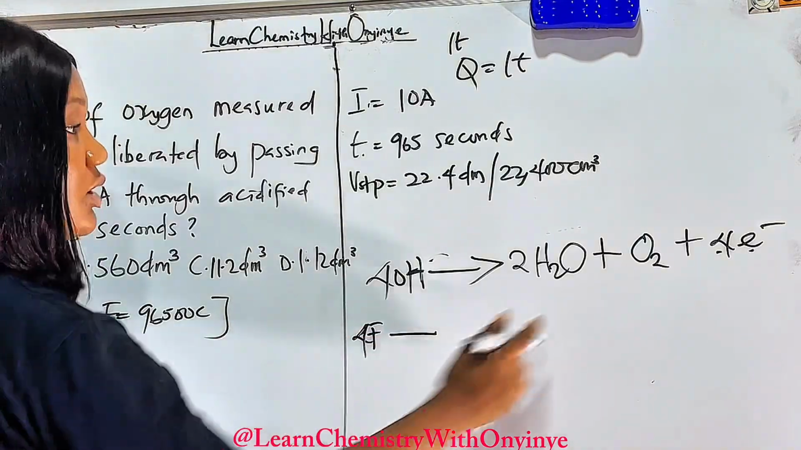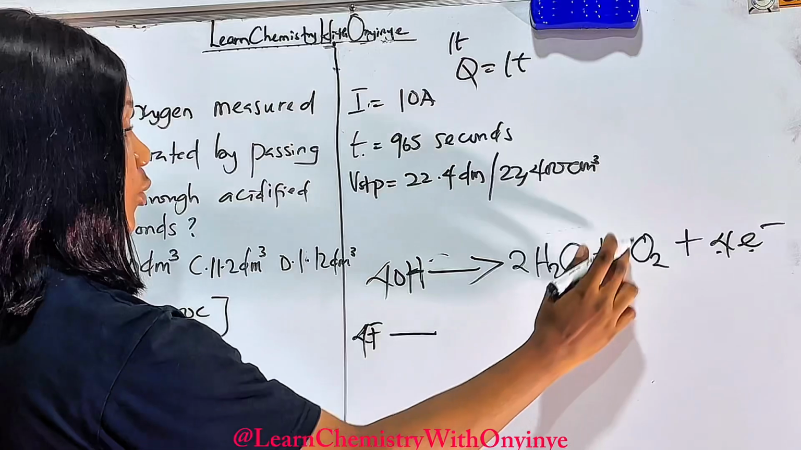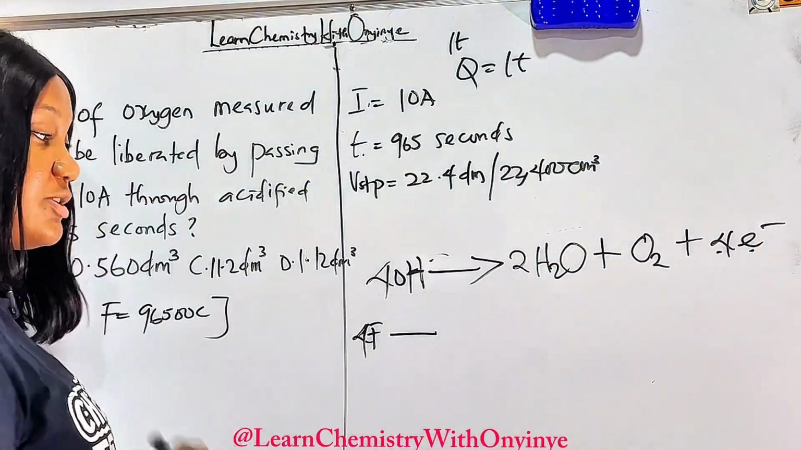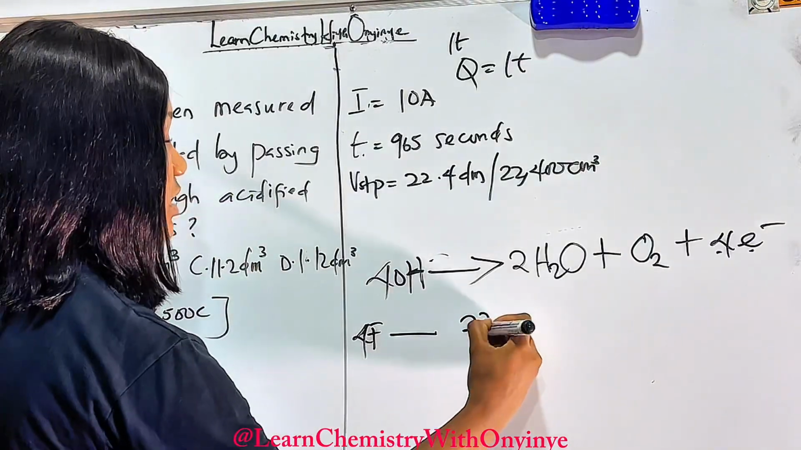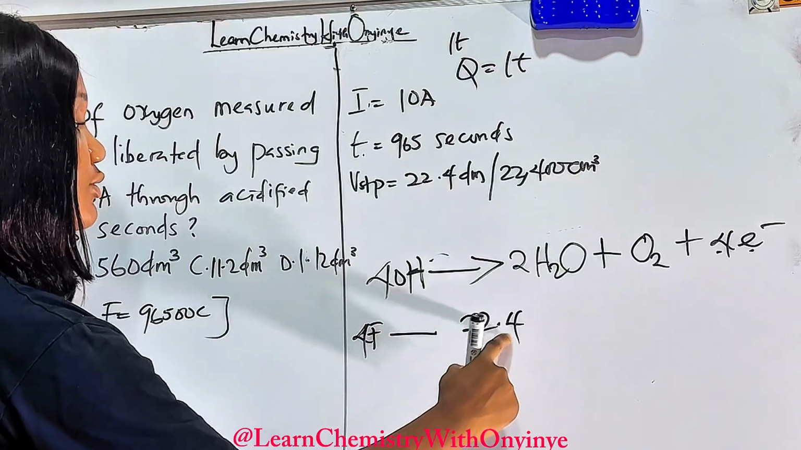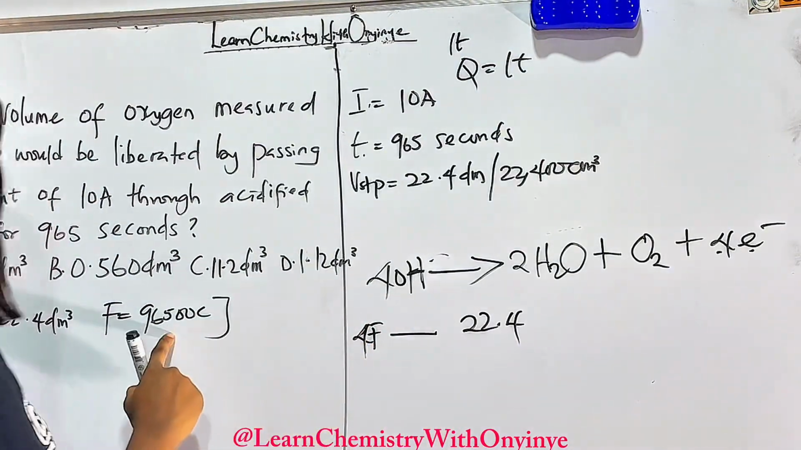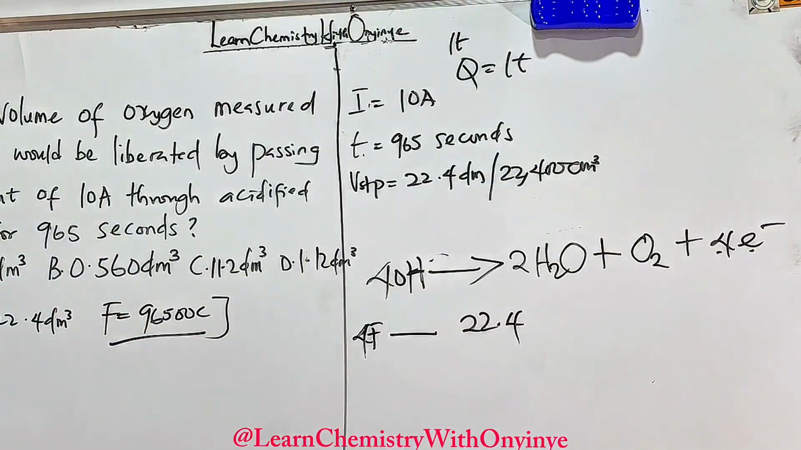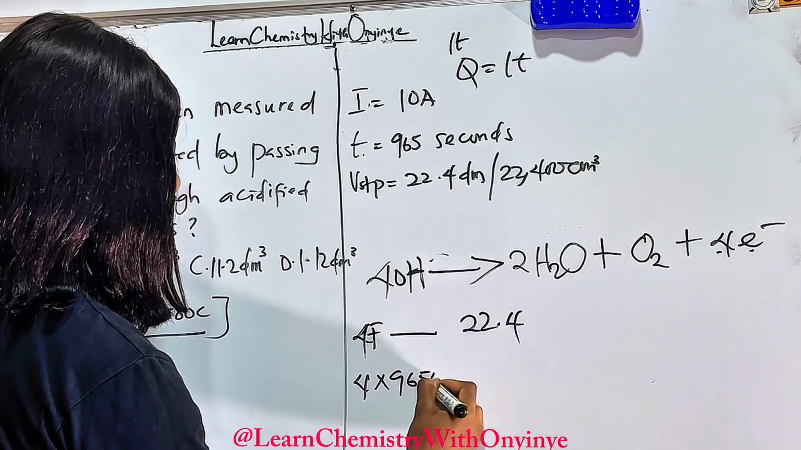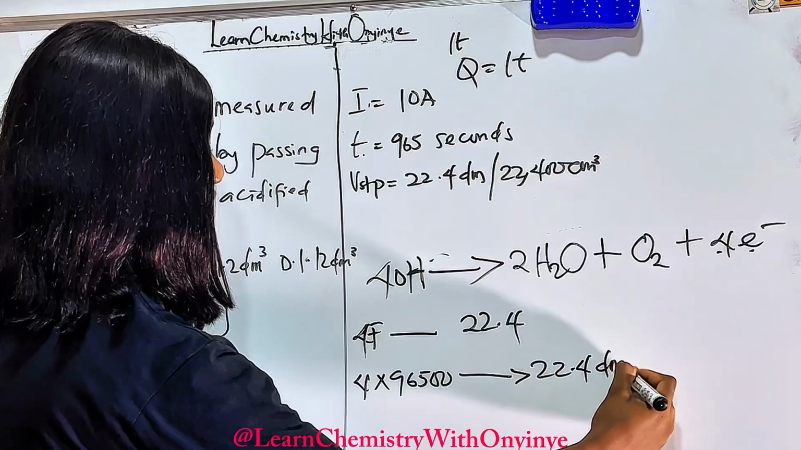So from our equation, 4 Faraday is required to deposit 1 mole of oxygen gas, and 1 mole of a gas at STP is 22.4 dm cube. So 4 Faraday is required to deposit 22.4 dm cube. Now to change this to coulomb, we're going to multiply 4 by the value of Faraday, which is 96,500 coulomb. So 4 times 96,500 coulomb gives us 22.4 dm cube.